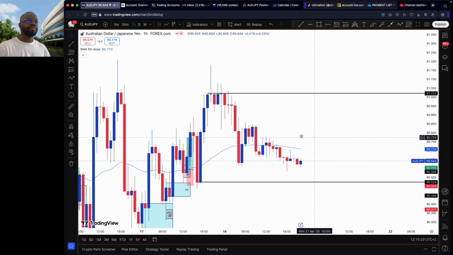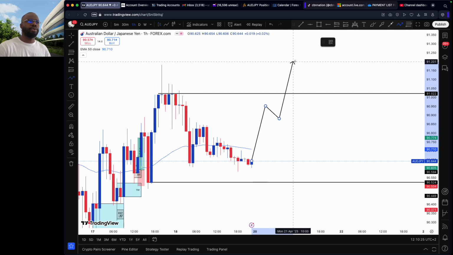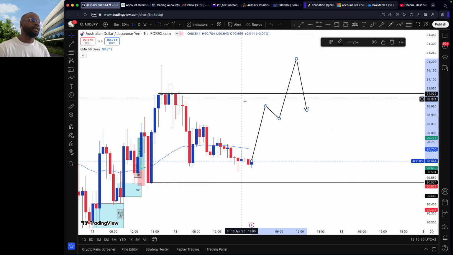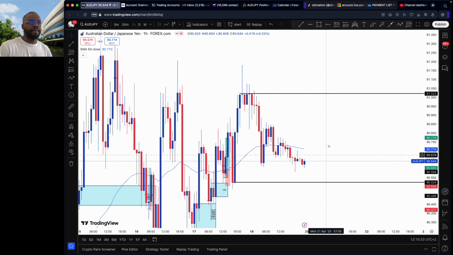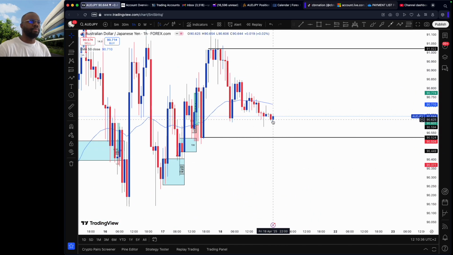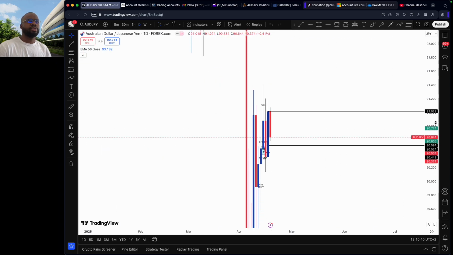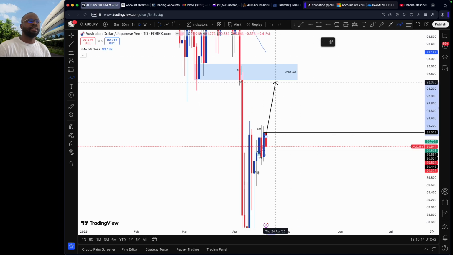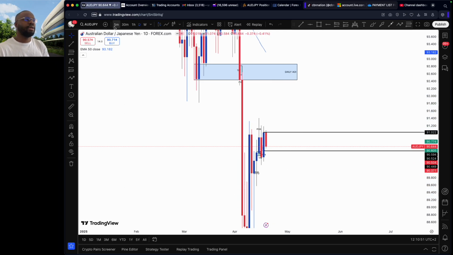So I will want to see something like this: a push to the upside, a break of this high, then a retest to continue buying AUD JPY. I wouldn't want to see a downside movement. I want to see upside movement to balance with the daily movement, because I want to see the price get to the area of interest on the daily before we can actually anticipate selling. So that is what I want to see.